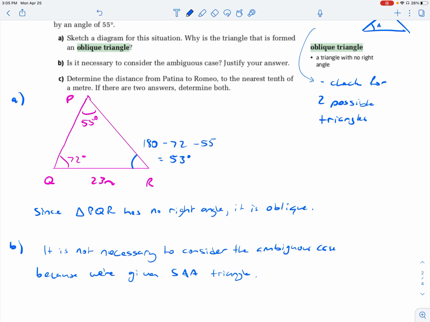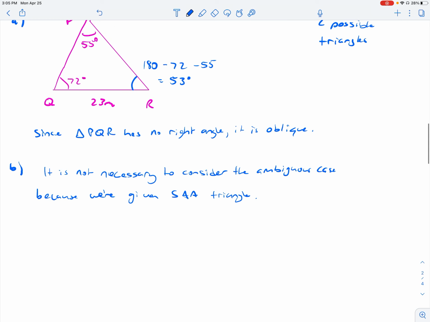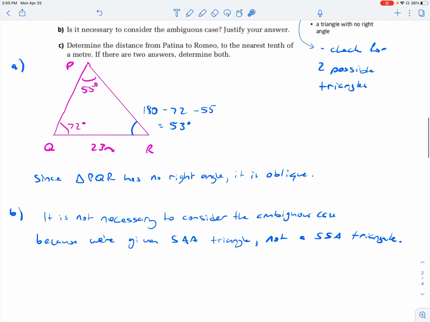In order to consider the ambiguous case, we have to be given two sides and an uncontained angle. Actually, I'm going to add to this a bit. I'll say it's not necessary to consider the ambiguous case because we're given the side angle triangle, not side side angle triangle. All right, so that's the criteria for the ambiguous case.